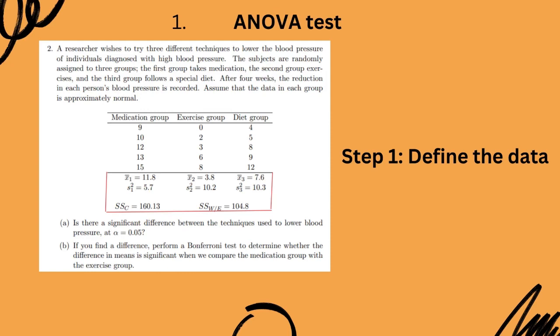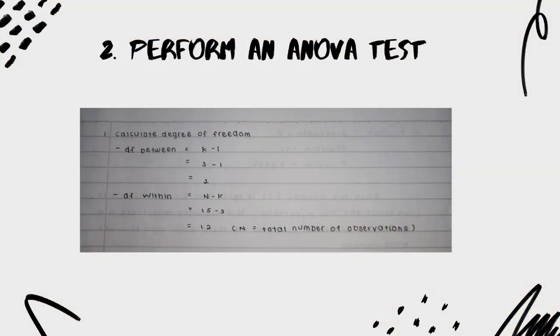For the medication group, the mean is 11.8 and the variance is 5.7. For the exercise group, the mean is 3.8 and the variance is 10.2. And for the diet group, the mean is 7.6 and the variance is 10.3. The values for SSC and SSW are also given. For SSC, the value is 116.13 and the SSW value is 104.8.